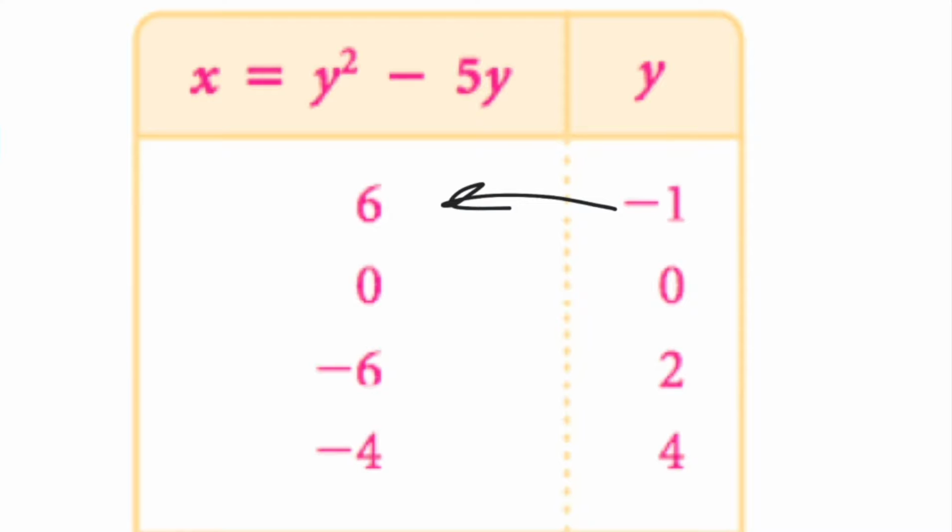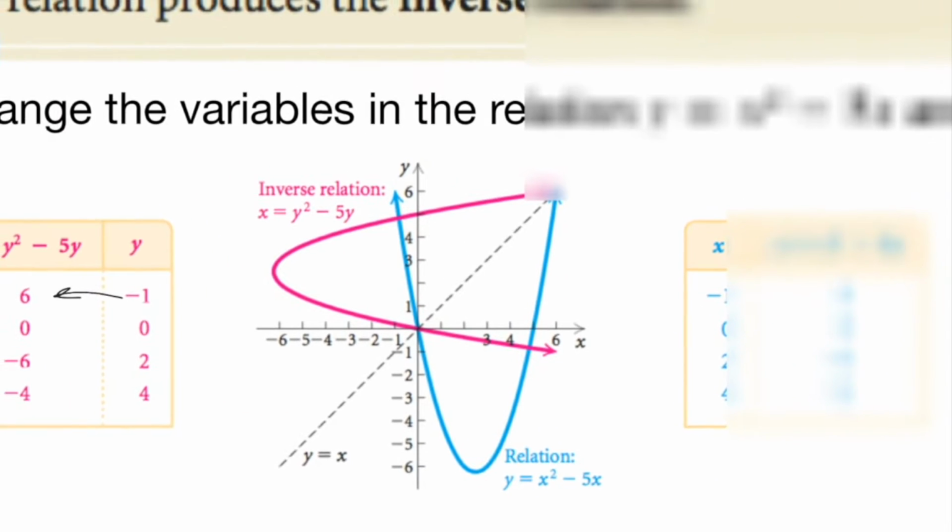So you take negative 1 and put it in here for y, and you put it in here for y, and you calculate and you get positive 6. Same thing for 0, that's 0. 2 produces negative 6, 4 produces negative 4. You can plot those points and then connect the dots.